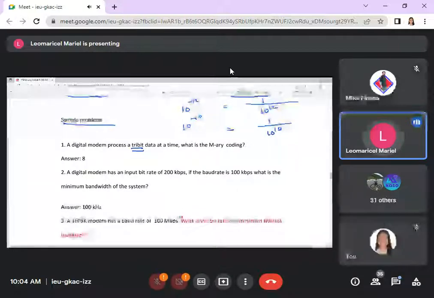Pag sinabi natin tri-bit, that will be n is equals to 3. Tama ba? Ano ba yung M-ary coding? M is equals to 2 raised to n sa formula natin. So that will be 2 raised to 3. So the answer is 8. Ayun yung sagot.